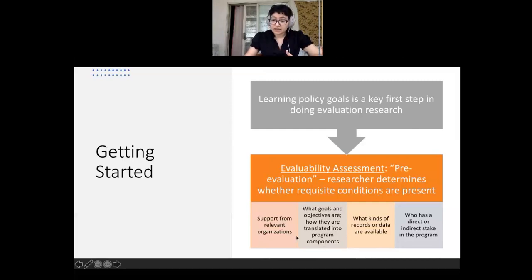And you really need buy-in from particular organizations. You need to properly define what the goals are and how they are implemented or translated into program components, and what kinds of records or data are available to you. And really define who has a direct stake or indirect stake, because often there might be some influence there on program evaluations. It is really important to have an independent person doing it, because if you're doing it internally, there are incentives to make sure that the policy looks like it's doing well, right?